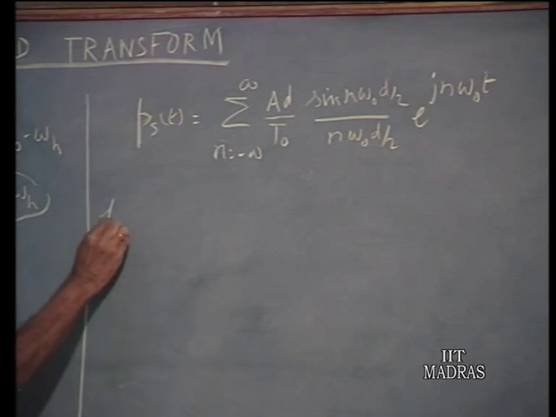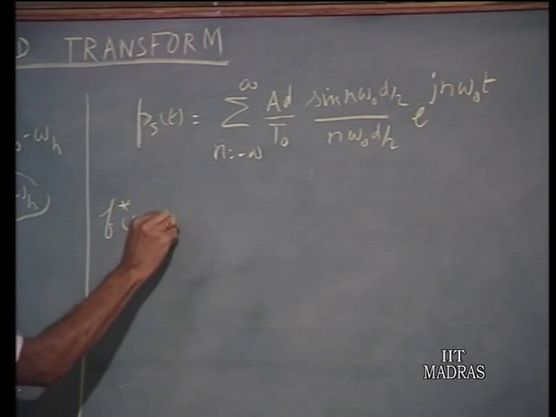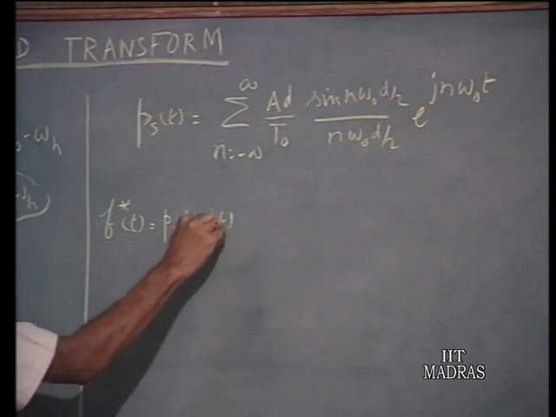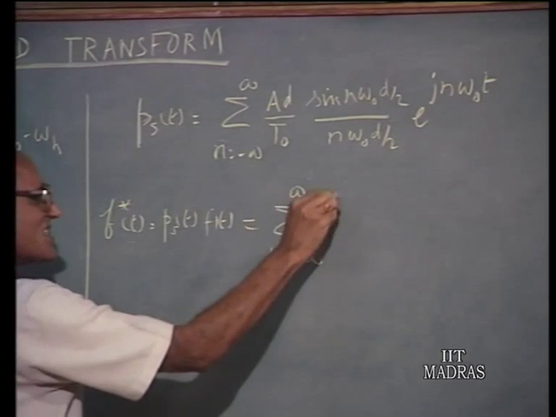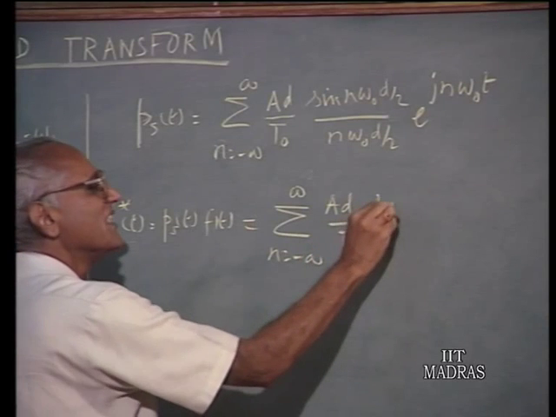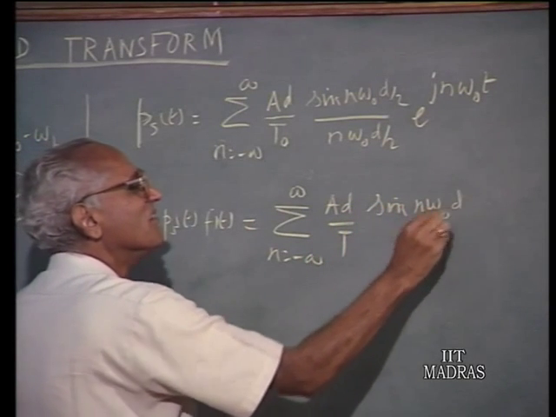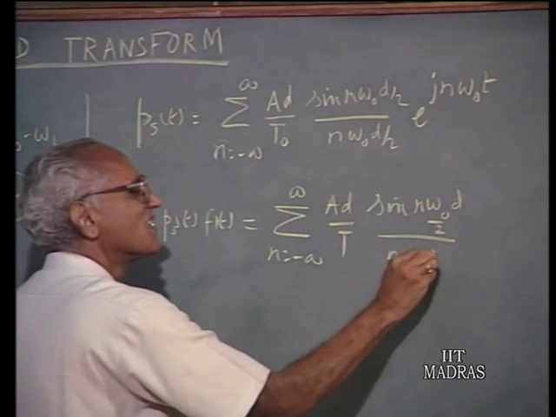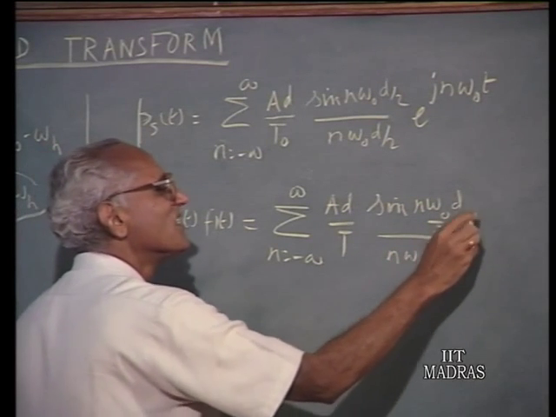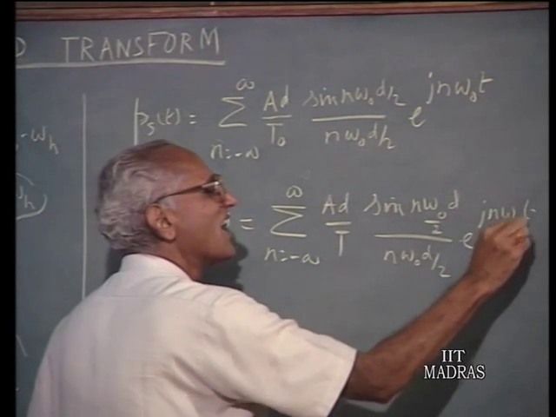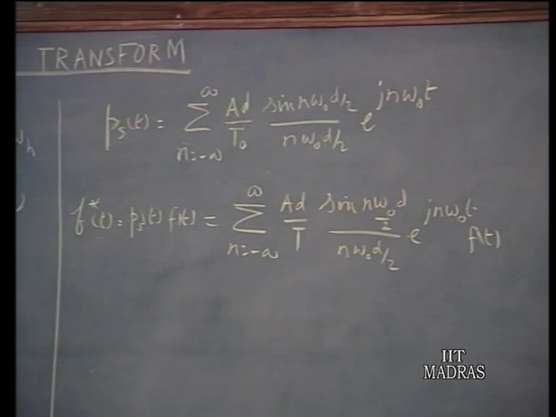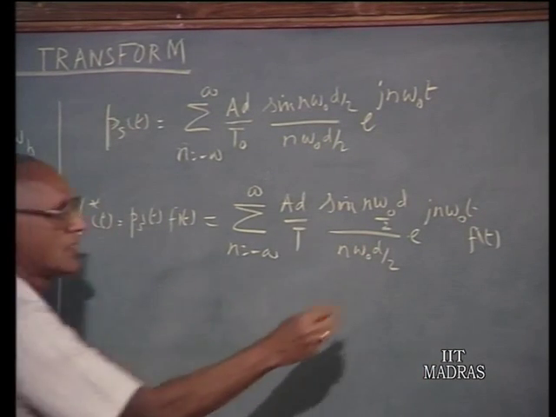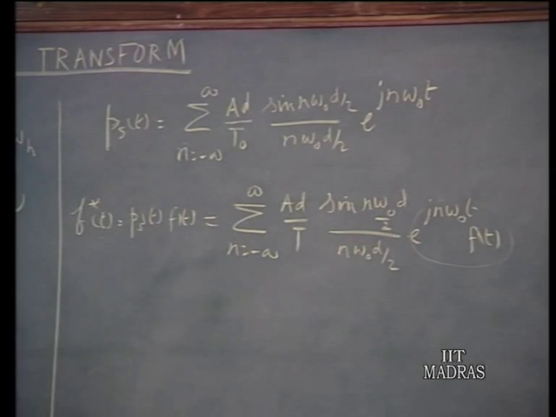Now, f star of t is Ps of t multiplied by f of t. So, it can be written in this fashion as the sum of several terms: sin of n omega naught d by 2 divided by n omega naught d by 2, times e to the power of j n omega naught t, times f of t. So, f star of t can be thought of as an infinite sum of several terms, and this is the portion which depends on time. The rest of it is purely a coefficient.